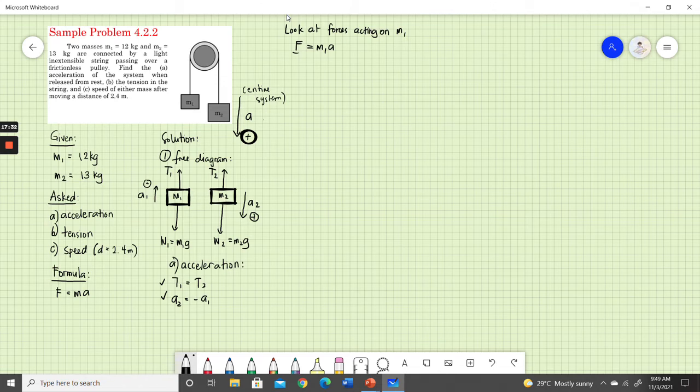Going back to our free body diagram, one of the forces that is acting is our tension, T. The other force acting is weight. So the forces acting on our mass 1 are tension and weight 1. Therefore, this T and weight 1 make up the F. Now let's look at the direction of the movement of our mass 1.